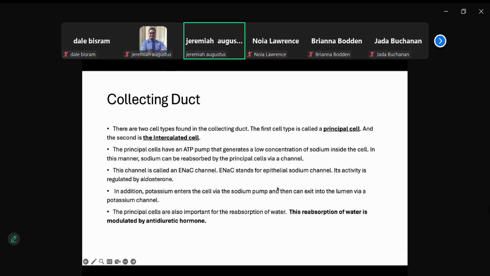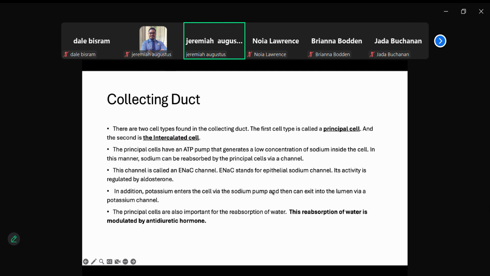Now, the collecting ducts have two types of cells, principal cells and intercalated cells. The principal cells have an ATPase pump that generates a low concentration of sodium inside the cell. In this manner, sodium can be reabsorbed by the principal cell via a channel. The channel is called the ENaC channel. ENaC stands for epithelial sodium channel and is activated and regulated by aldosterone.